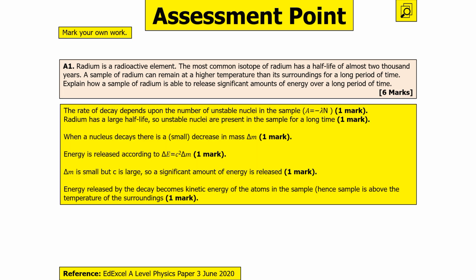Right, in this one, the rate of decay depends upon the number of unstable nuclei in the sample, because A equals minus decay constant times N. Radium has a large half-life, so the unstable nuclei present are there for a long time. When a nucleus decays, there's a small decrease in the mass, and therefore energy is released from the equation E equals mc squared. Because the change in mass is small, but c, 3 times 10 to the 8, squared is still large, a significant amount of energy is released. This energy released becomes the kinetic energy of the atoms in the sample, so that links into the temperature of the sample, so the temperature is much higher than the surroundings.